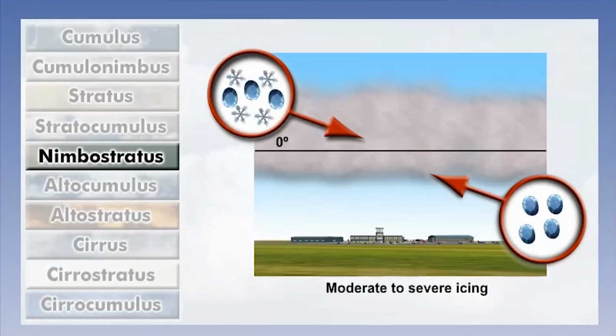In Nimbostratus, turbulence is moderate, occasionally severe. Visibility in this type of cloud is poor, 10 to 20 metres, with prolonged heavy rain or snow frequently falling to ground level.